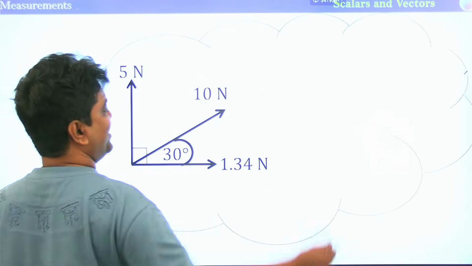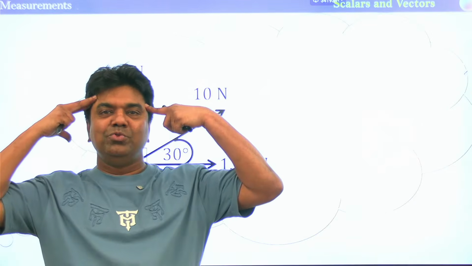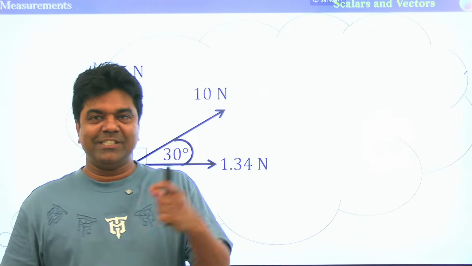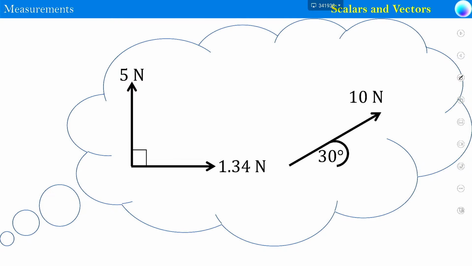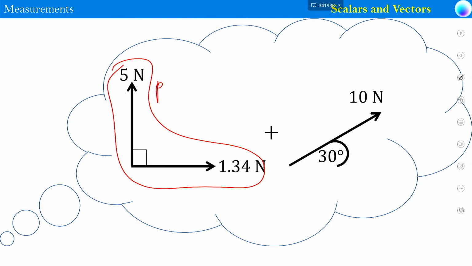So what is this, the thought bubble? Thought bubble is how you think of this. This is not what you are writing in exams. When you look at this 5, 10 and 1.34, you can see the only inclined one is 10 and I remove it. I remove this 10 Newton out because I can easily deal with these two using square root of p squared plus q squared. Right? I can easily deal with that.